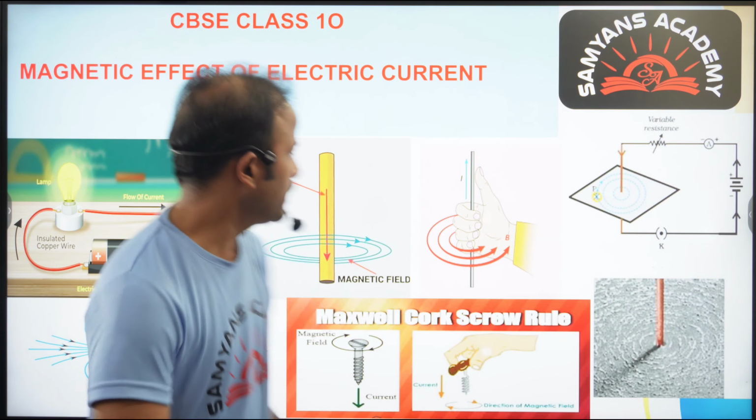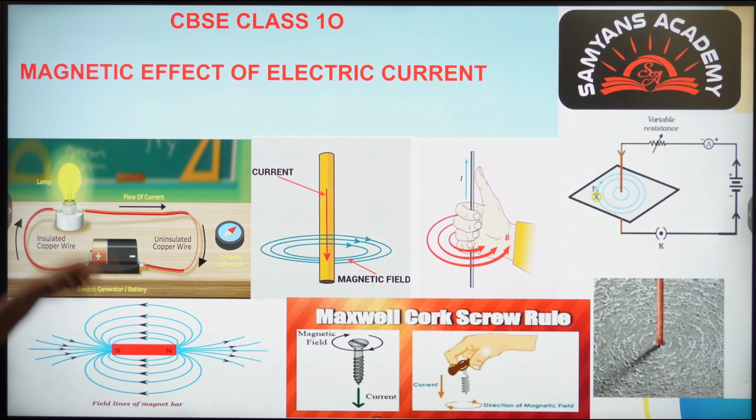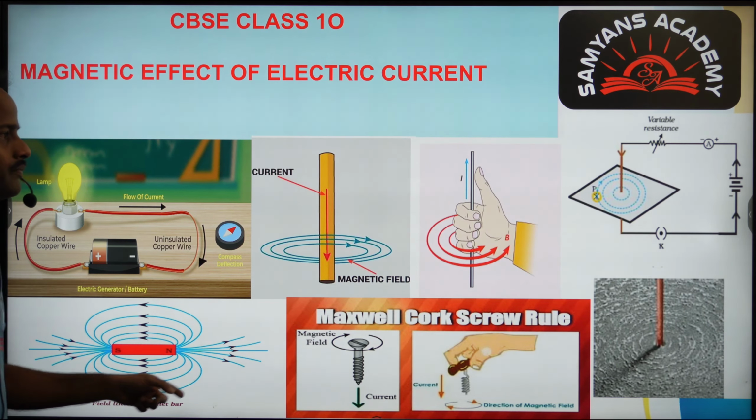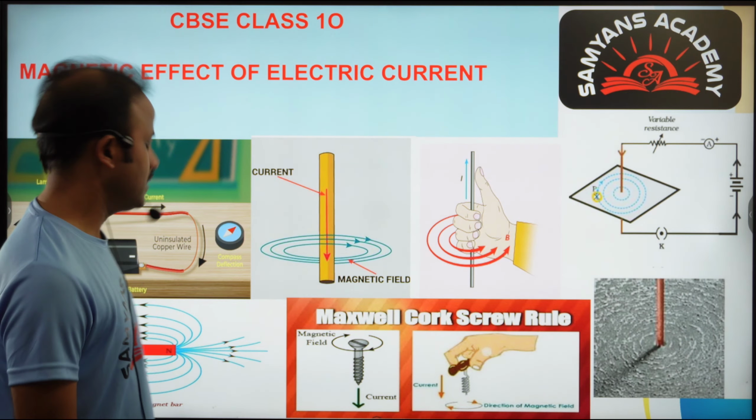Let us start. So in this chapter we are going to discuss about NCERT experiment, properties and characteristics of the magnetic field lines, magnetic field due to current carrying conductor, right hand thumb rule.